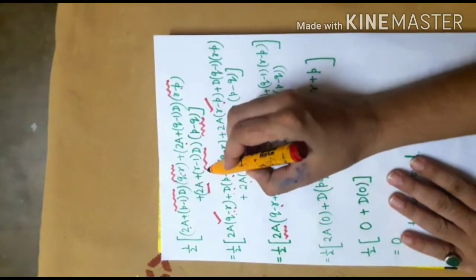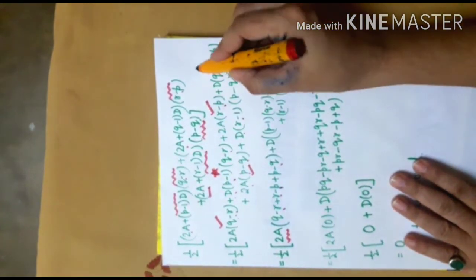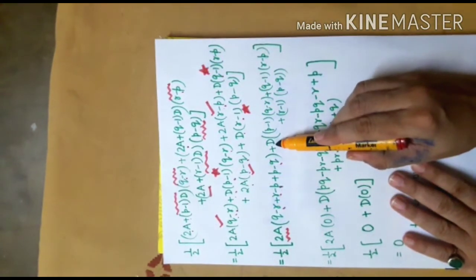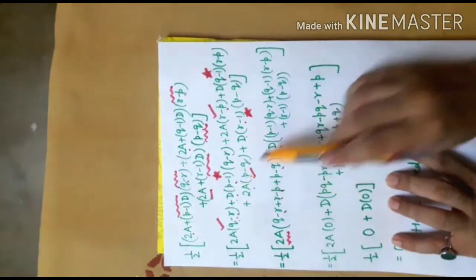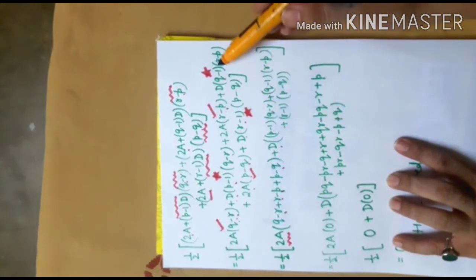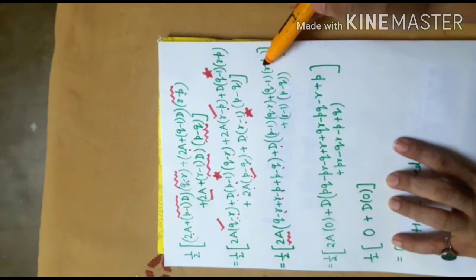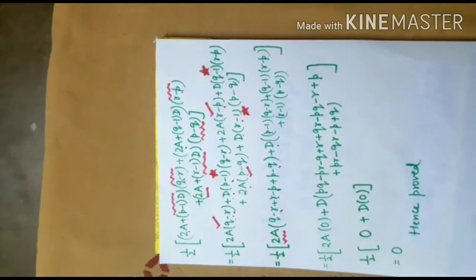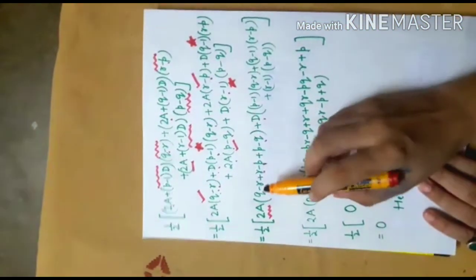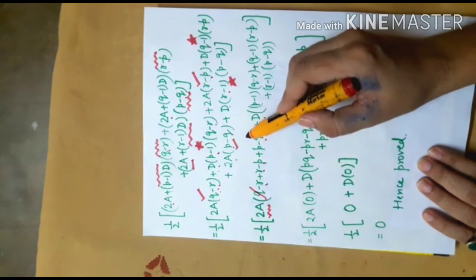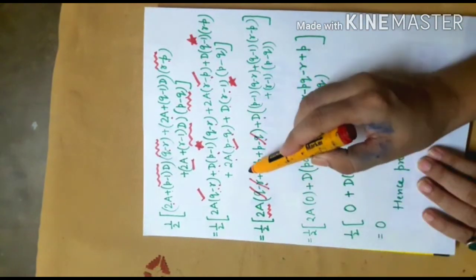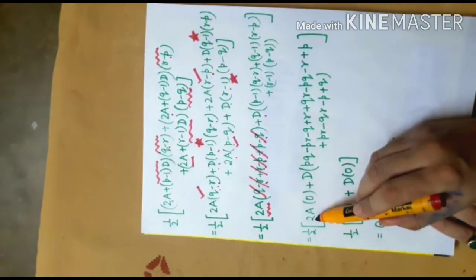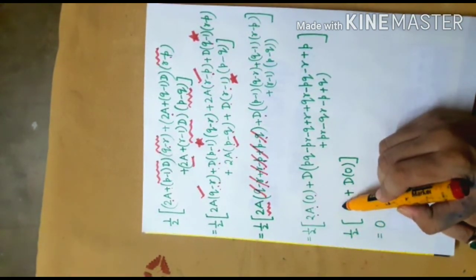Similarly, from this and this term, I can take the common factor D outside. So I'll be left with (P minus 1) into (Q minus R) plus (Q minus 1) into (R minus P) plus (R minus 1) into (P minus Q). So here this Q minus Q will get cancelled out, minus R plus R will get cancelled out, minus P plus P will get cancelled out. So I'll get 2A into 0, that will give you 0.